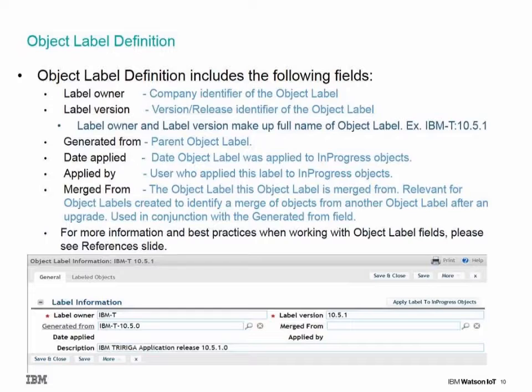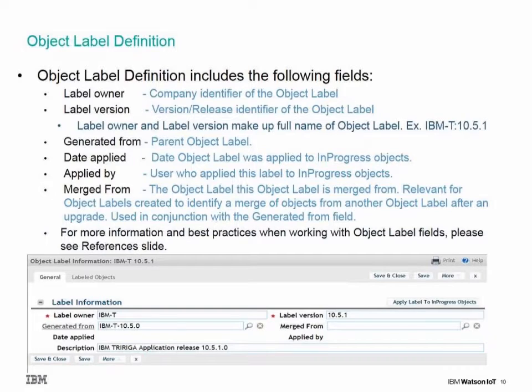Other fields to note here, generated from, this is the parent object label. Essentially, this is the most current object label prior to this label. So in this case, IBM-T:10.5.0 is used to represent that the parent version was TRIRIGA application version 10.5.0.